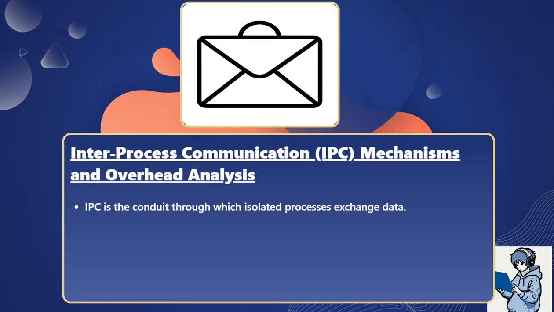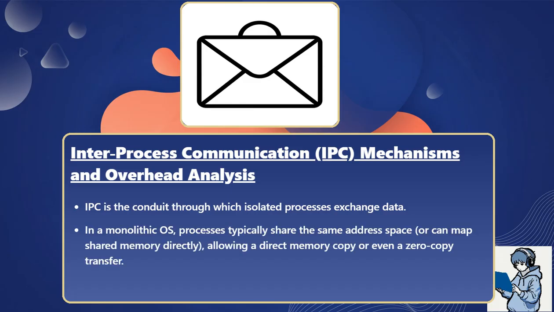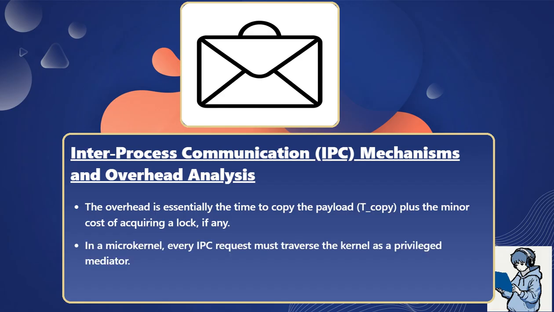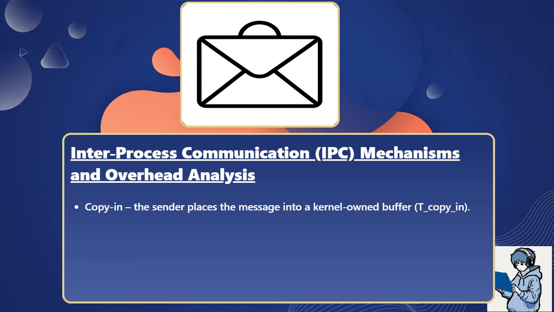IPC is the conduit through which isolated processes exchange data. In a monolithic operating system, processes typically share the same address space or can map shared memory directly, allowing a direct memory copy or even a zero-copy transfer. The overhead is essentially the time to copy the payload, T_copy, plus the minor cost of acquiring a lock, if any. In a microkernel, every IPC request must traverse the kernel as a privileged mediator. The typical sequence is: copy in, where the sender places the message into a kernel-owned buffer, T_copy_in.